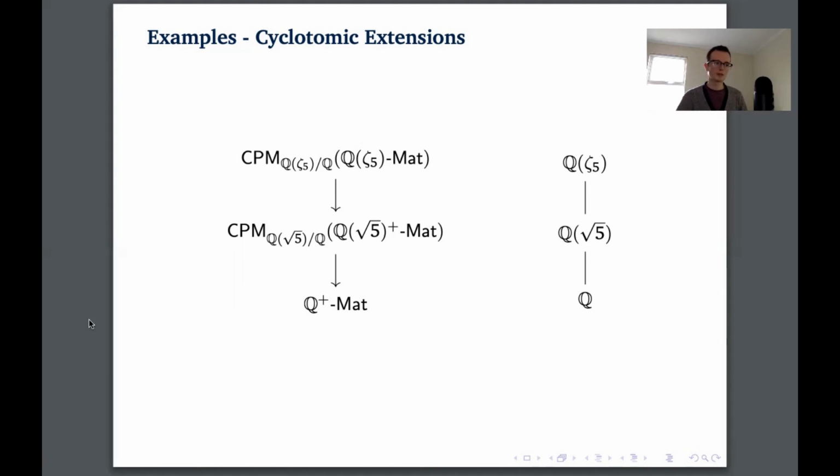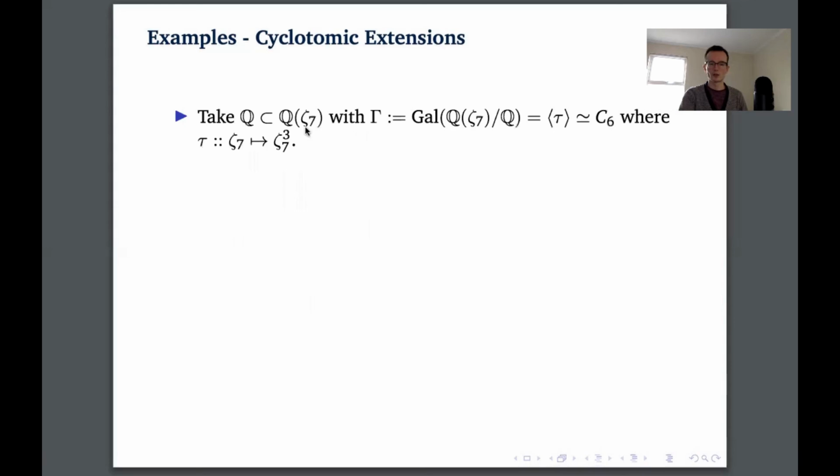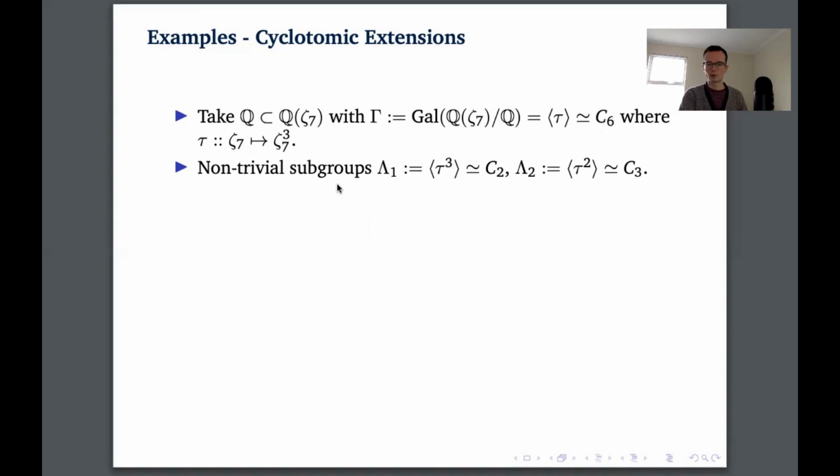Okay, so one final example. If we take the seventh cyclotomic field, this is a Galois extension of the rationals. It has Galois group isomorphic to C6. There are two interesting subgroups of this, lambda 1, which is isomorphic to C2, and lambda 2, which is isomorphic to C3.